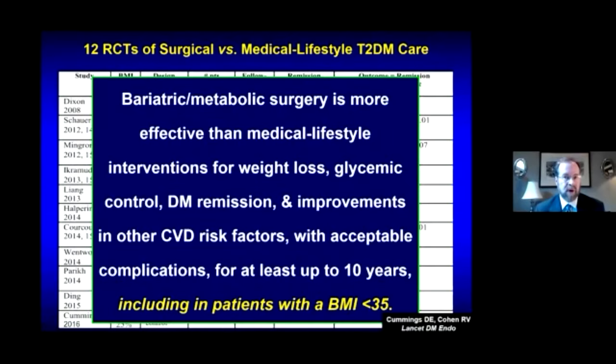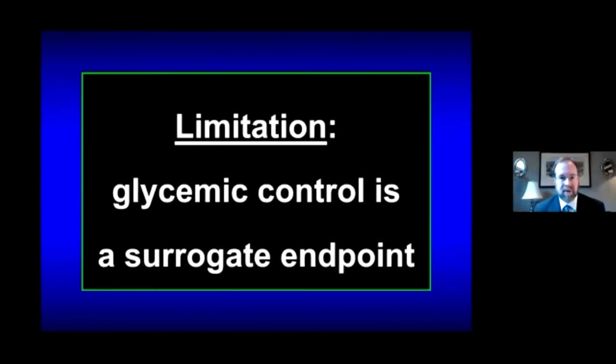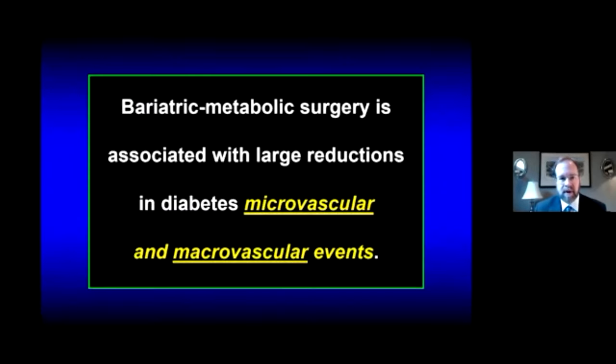So that's great. That's really cool for glycemic control. The trouble is glycemic control is a surrogate endpoint. Very few people actually die from too high blood sugar per se. They die from the consequences on end organs of running their blood sugars high for many decades. Now, in primarily non-randomized trials, metabolic surgery has been shown to be associated with reductions in diabetes microvascular events, that's more than 12 different studies, and macrovascular events in more than 10 different studies.